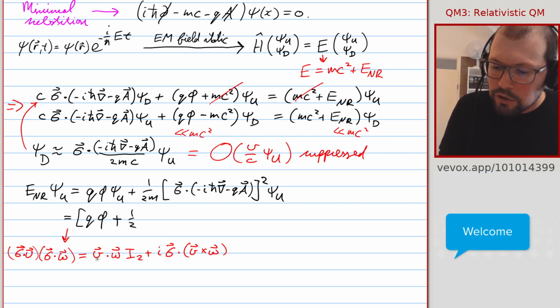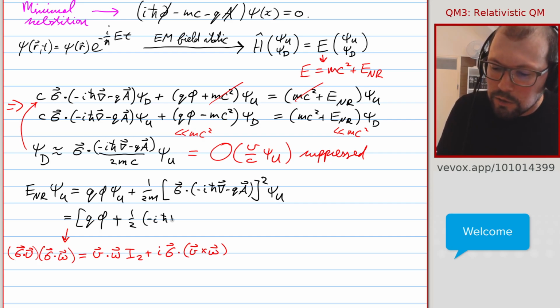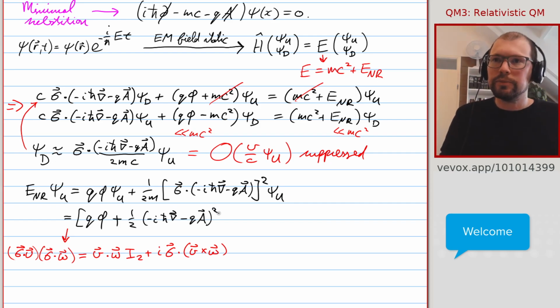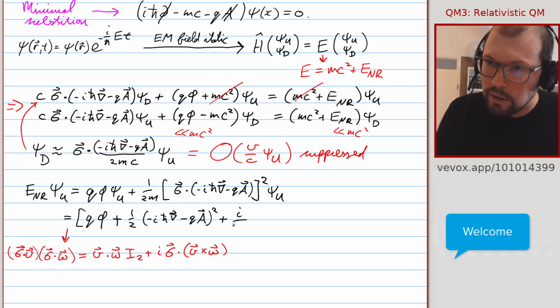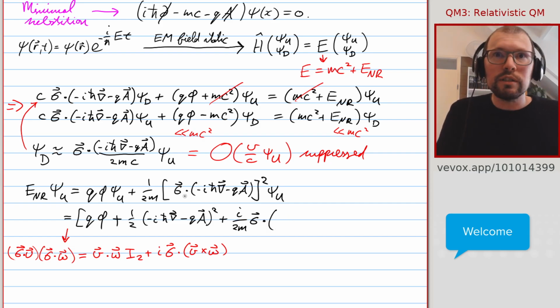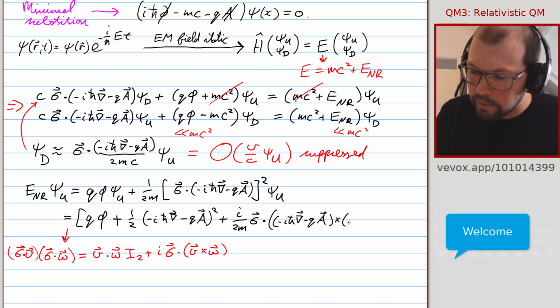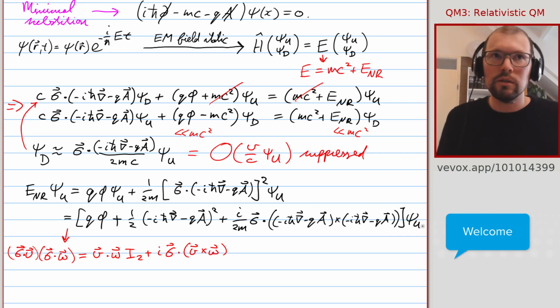So if we plug this in, the scalar part will just give you the square of this. So it is minus i h bar gradient squared. And then here we get the outer product of this operator with itself, or the cross product of that operator with itself, acting on psi u.